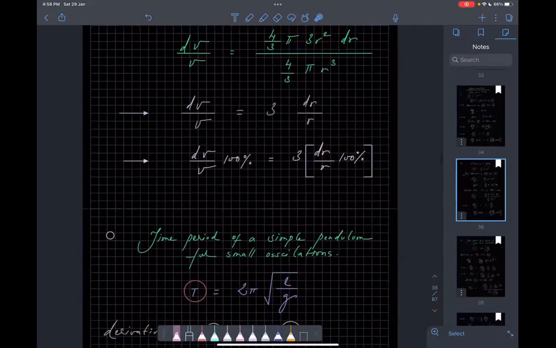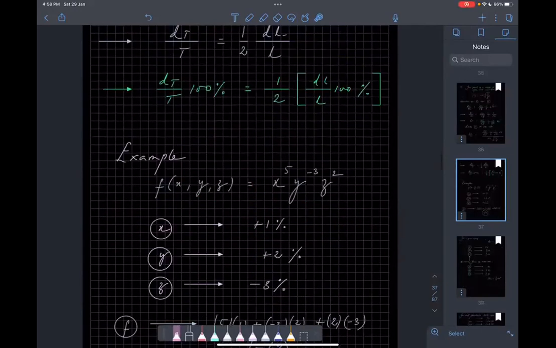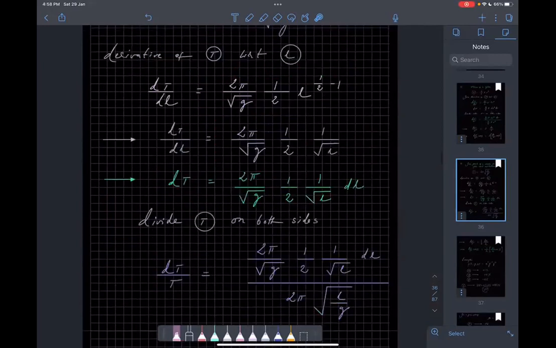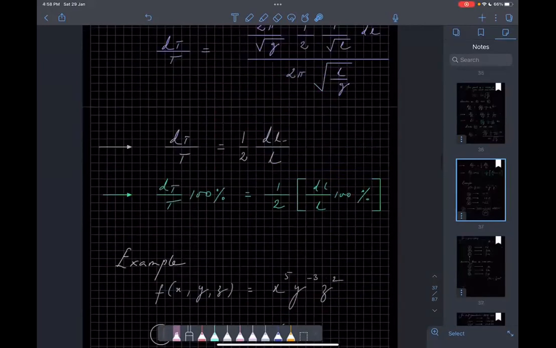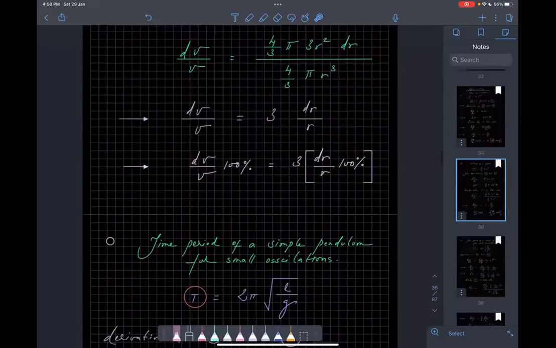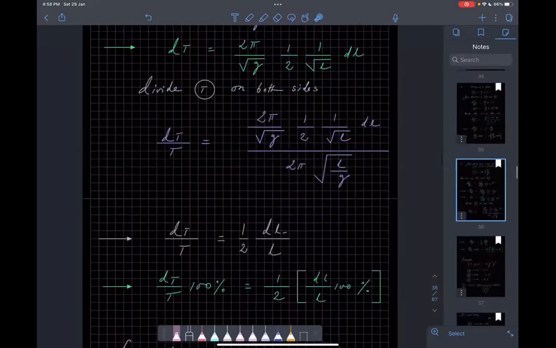Because the power is half, the approximation is also half. So if the length changes by 3%, the time period changes by 3 by 2, that is 1.5%. You understood the story, right? And if there are more than one variables, like for a cylinder, what is the volume of a cylinder?